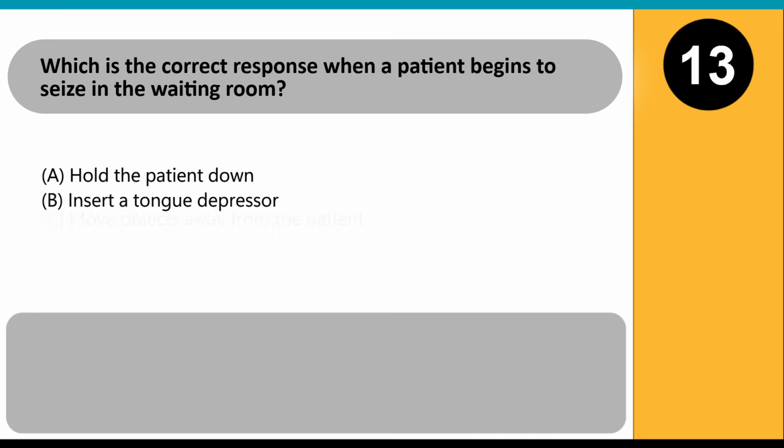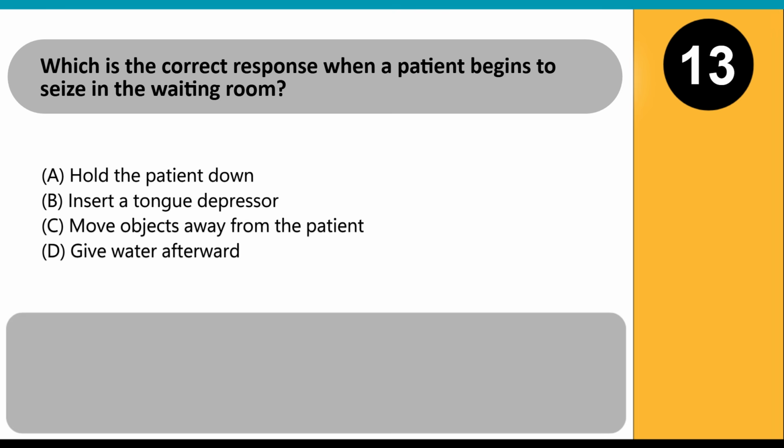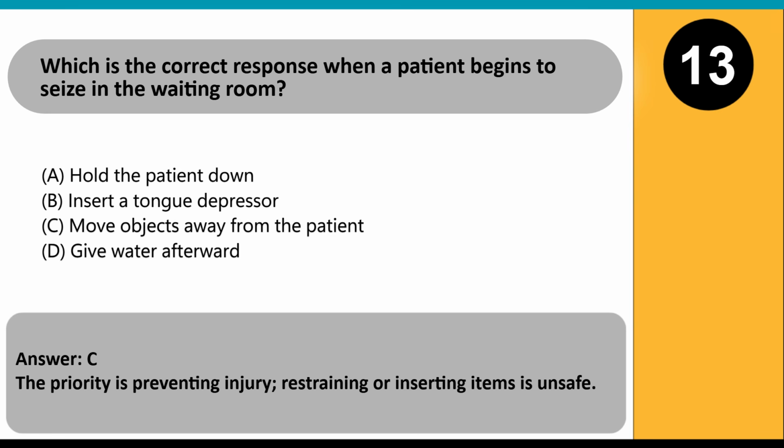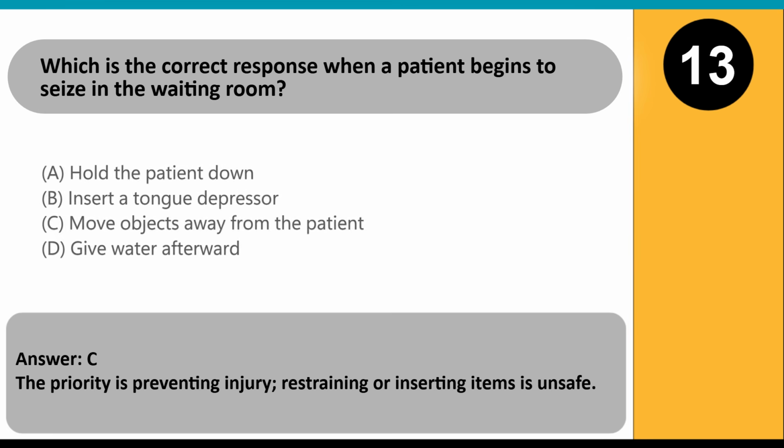Which is the correct response when a patient begins to seize in the waiting room? A. Hold the patient down. B. Insert a tongue depressor. C. Move objects away from the patient. D. Give water afterward. Answer: C. The priority is preventing injury. Restraining or inserting items is unsafe.